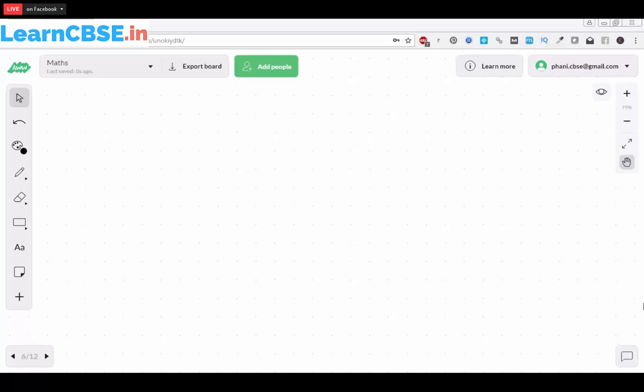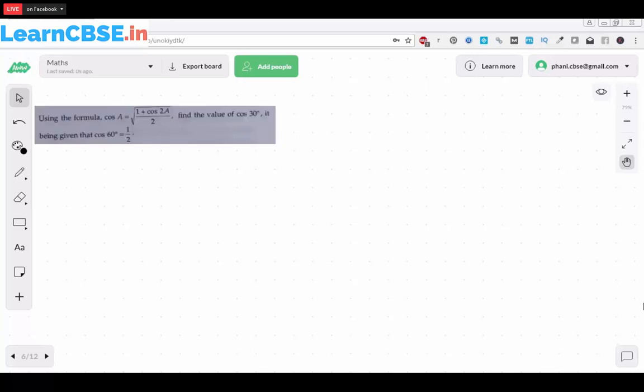So the next question is given. This is one other application type question on the trigonometrical table, where it is asking, using the formula cos A equals under root of (1 plus cos 2A) by 2, find the value of cos 30 degree if it is given cos 60 is half. So it is already given cos 60 equals half. We need to find out the value of cos 30 degree. So let angle A equal 30 degree. We need to figure out cos 30 degree, that means we need to figure out cos A. And cos 60 degree will be nothing but cos 2A, whose value is already given as half.